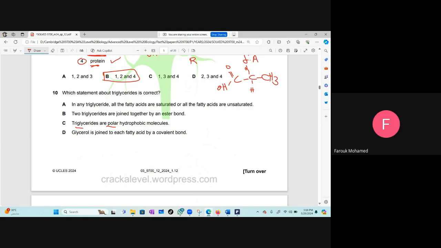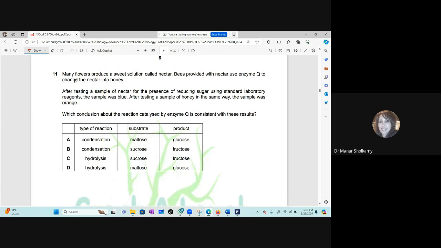So C is wrong. Correct. C is definitely wrong, so I will exclude it. And B is as well. B is wrong, of course, because it's a triglyceride, not two. And A is incorrect because it can be, yeah. Yes, of course, A is wrong. The answer is D because ester bonds are covalent bonds. Very good.